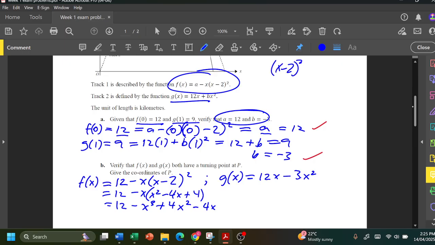X minus 2 squared. If you want to expand it using FOIL, you could do so like this, or you can recognize that as a perfect square. Either way, that's how I got the x squared minus 4x plus 4 part of this expression.